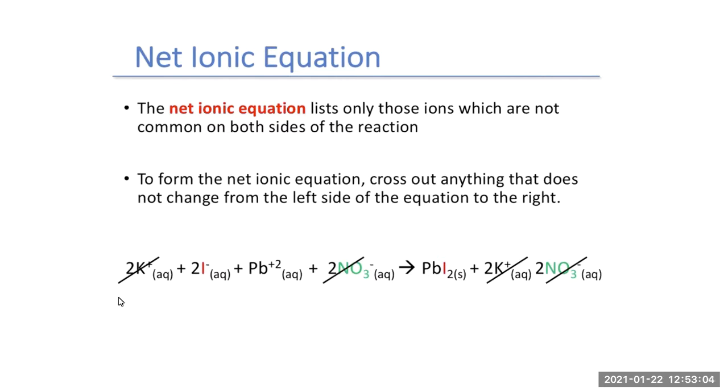So if I cross them out, since they don't do a reaction, they're just kind of hanging around. It makes our equation a little simpler. We just bring down the ones we don't cross out. And this becomes our net ionic equation. 2 iodides plus the lead gives me lead(II) iodide. Not too bad, right?